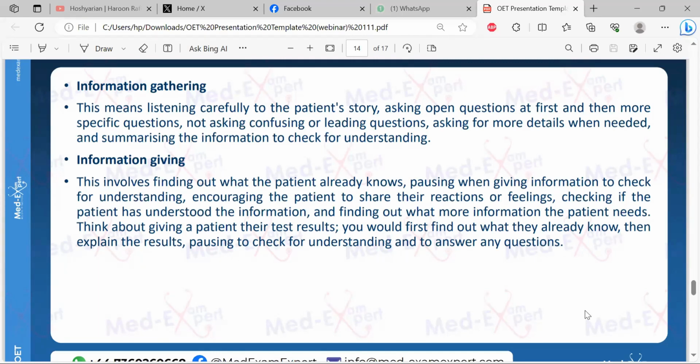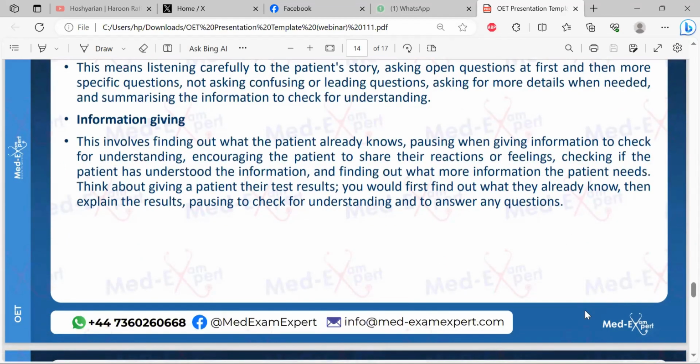So you can ask the patient, okay, what do you know about this disease? What is your understanding regarding this disease? In this way, first get an idea of the patient's knowledge and then let them know what actually is the problem. So these are the very, very basic points to get right in the speaking module.